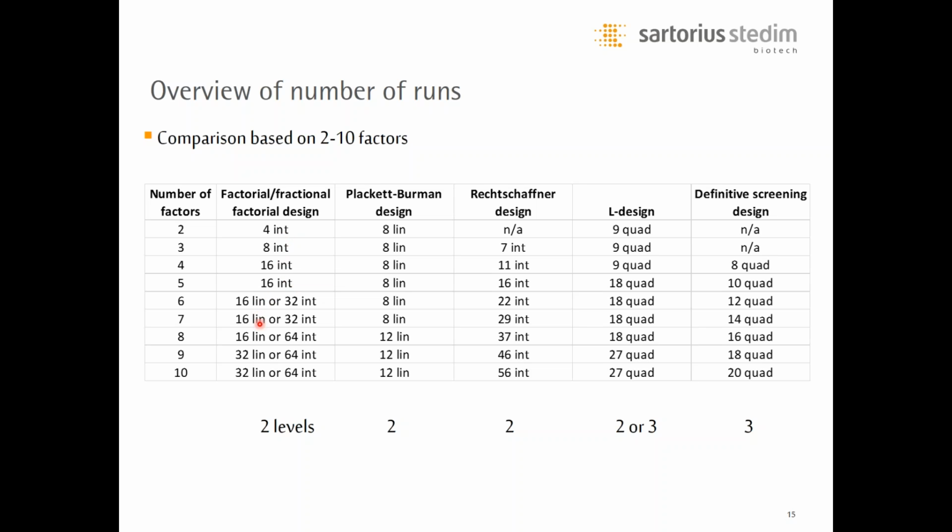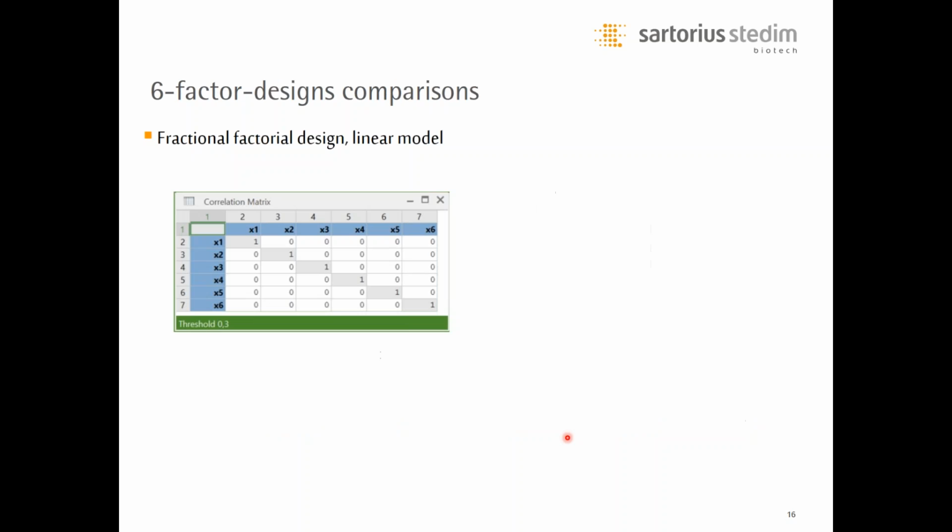If it says lin, it is a linear model, and if it says quad, it's a quadratic model that is supported. So we will come back to this table towards the end, and I have a few comments on the number of runs and some recommendations. We start now with some comparisons, and we have selected to make a comparison for the situation when the DOE protocol contains 6 factors. If you would select the fractional factorial design, for instance, it would support a linear model.